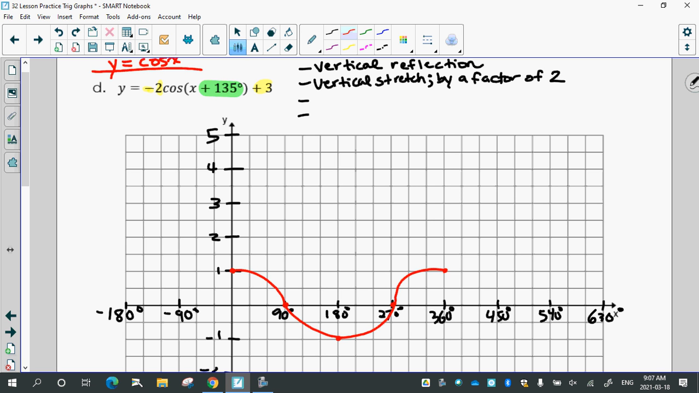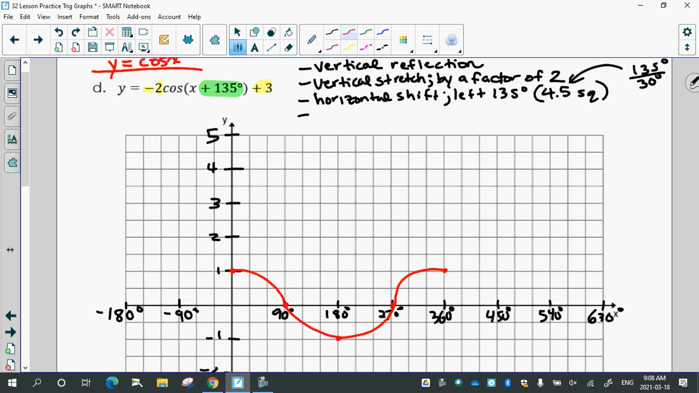The plus 135 degrees. Horizontal shift. Left 135 degrees. And then I get my calculator out and do 135 divided by 30. Tells me how many squares that's going to be. 4.5 squares. Remember, the way you get that is 135 divided by 30 degrees for every square. Gives you the 4.5 squares.